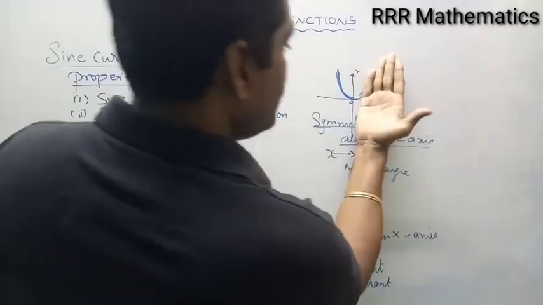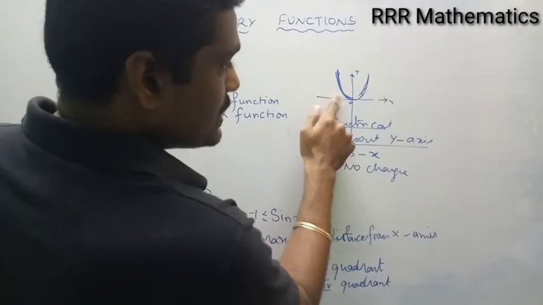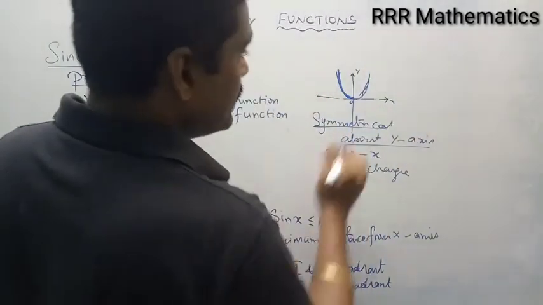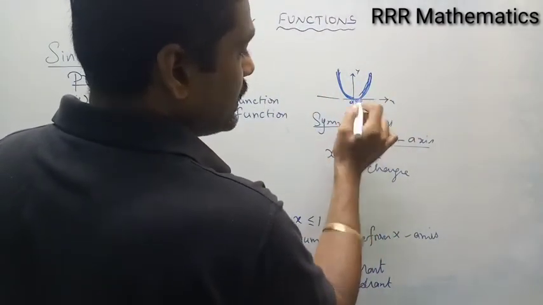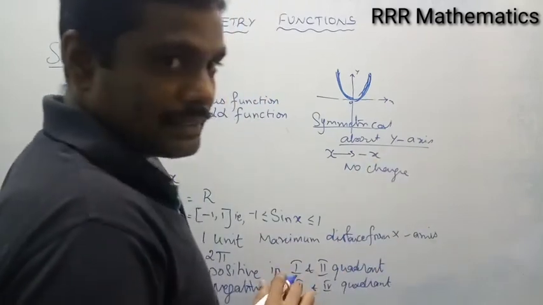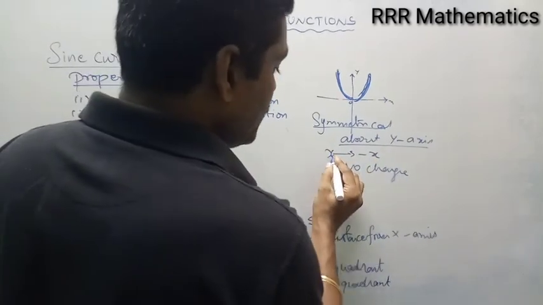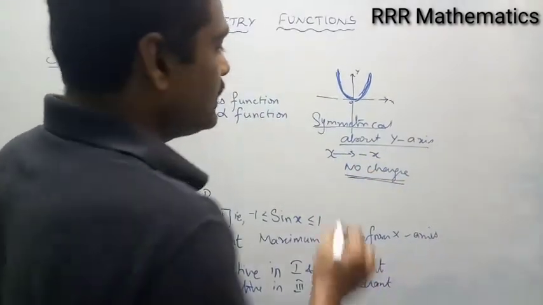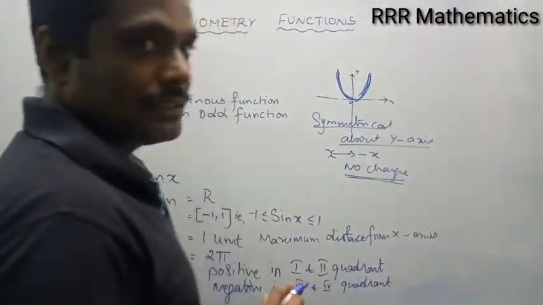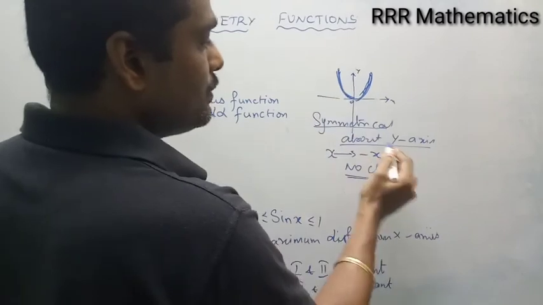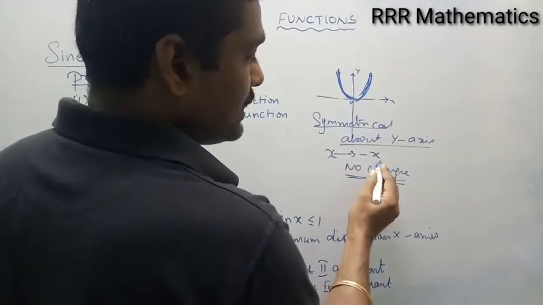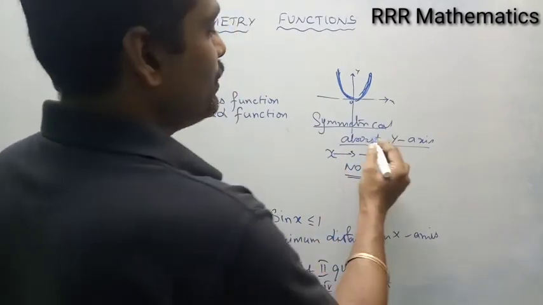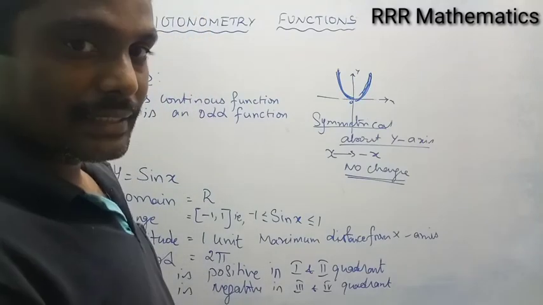So when you fold like this, it will coincide, or this part will coincide here, then it is symmetrical about the y-axis. In simple language, replace x by minus x, and if there is no change in the function, then it is symmetrical about the y-axis. So while seeing the curve, or by replacing like this, if there is no change in the function, you can say symmetrical about the y-axis.